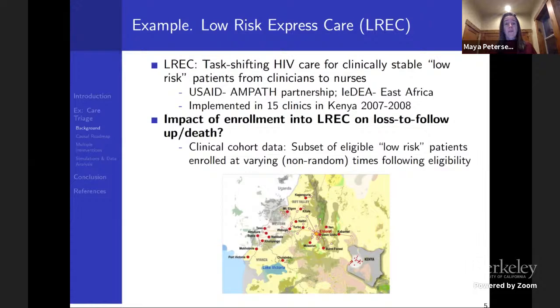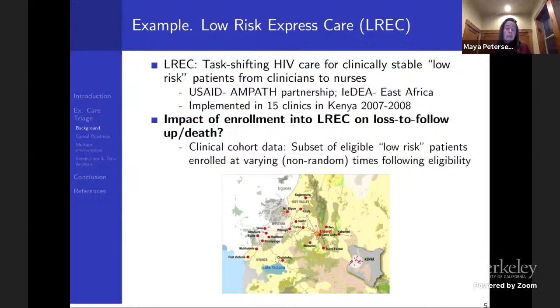And so this was implemented in Kenya in 15 clinics in 2007 to 2008 as part of a USAID AMPATH partnership. And I just want to thank the IDEA East Africa cohorts for this collaboration. So with these data, the question was, what was the impact on a patient of being enrolled into this program on loss to follow-up and death? Here we're considering a composite outcome that reflects both whether a patient drops out of care and whether they die, really treating that as a sort of joint failure.